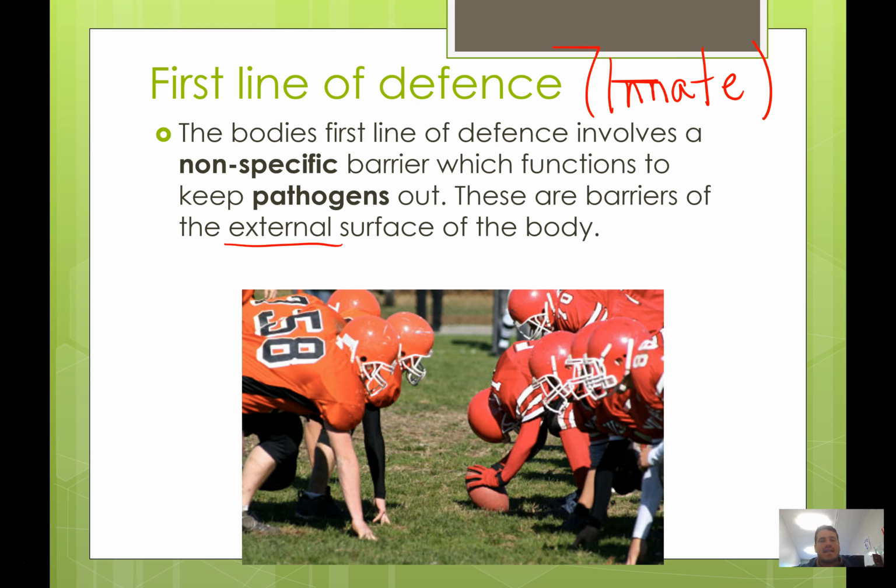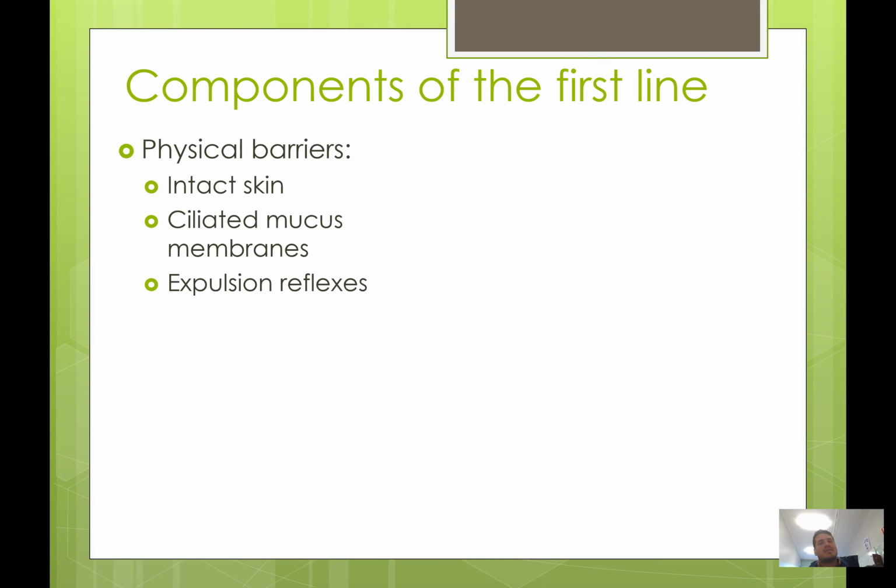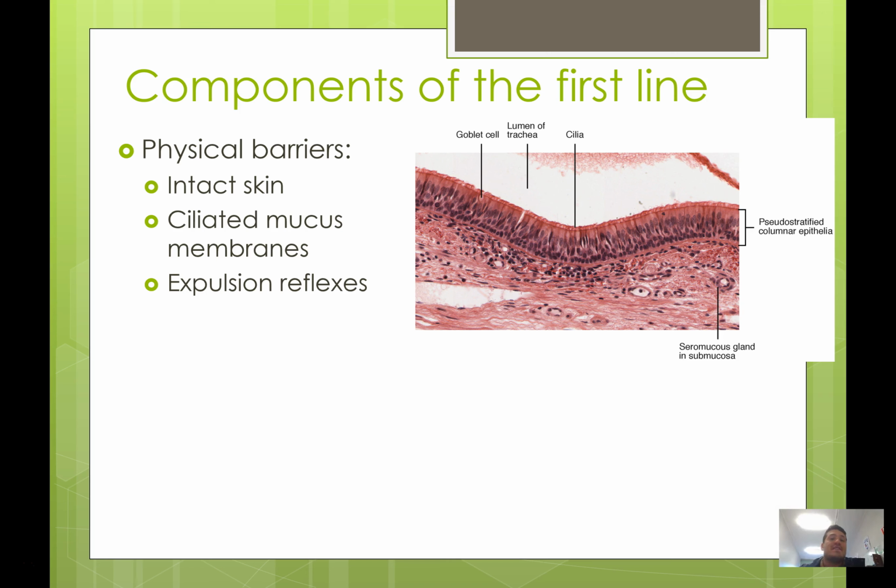Think of the first line of defense like the defense in an NFL game, at the very front. They're going to stop the other team from getting to the quarterback, if you know anything about the NFL. So let's talk about some components of the first line of defense. First components are physical barriers.